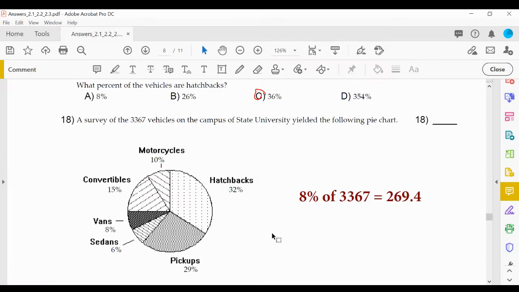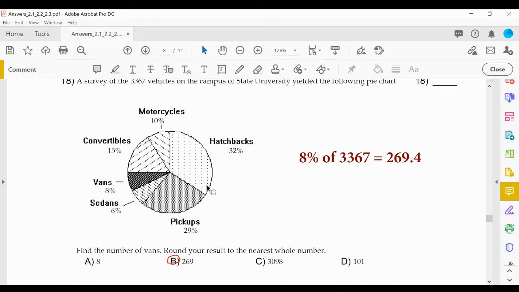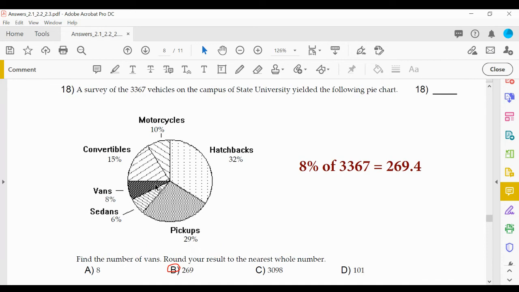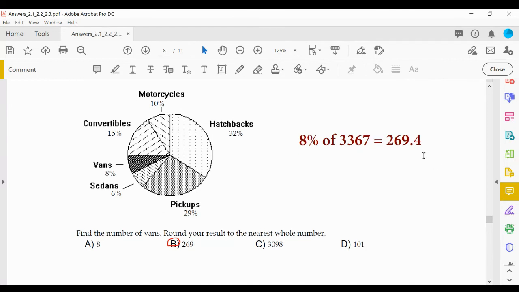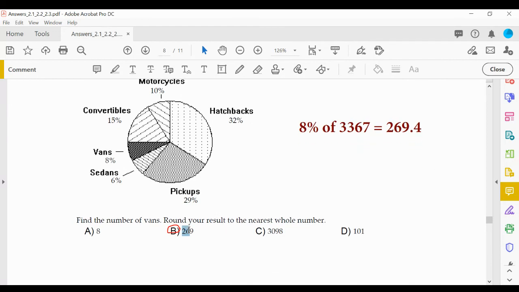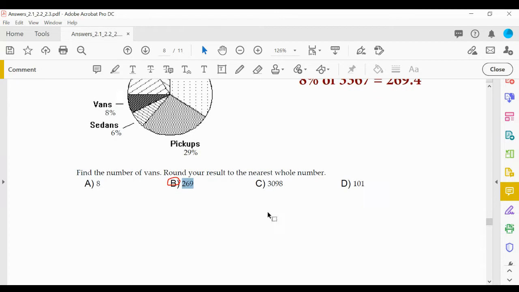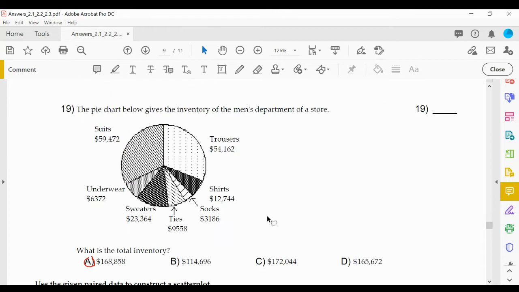All right, tells me a survey of 3,367 vehicles. Here again, gave you this pie chart. Find the number of vans. Well, he tells us that according to the pie chart, 8% of the vehicles are vans. If there are 3,367 vehicles, 8% of those is 269.4, rounded to the nearest whole number, 269. Pretty straightforward.